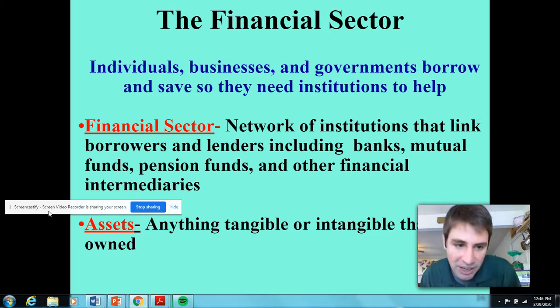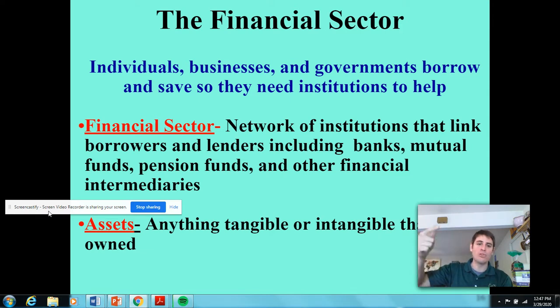The financial sector, I would write these terms down. The financial sector, I'm just going to read it, is a network of institutions that link borrowers and lenders, including banks, mutual funds, pension funds, and other financial intermediaries. So, in general, the financial sector are just the people that are related to banks and the people that utilize these services for money. An asset is a tangible or intangible good.